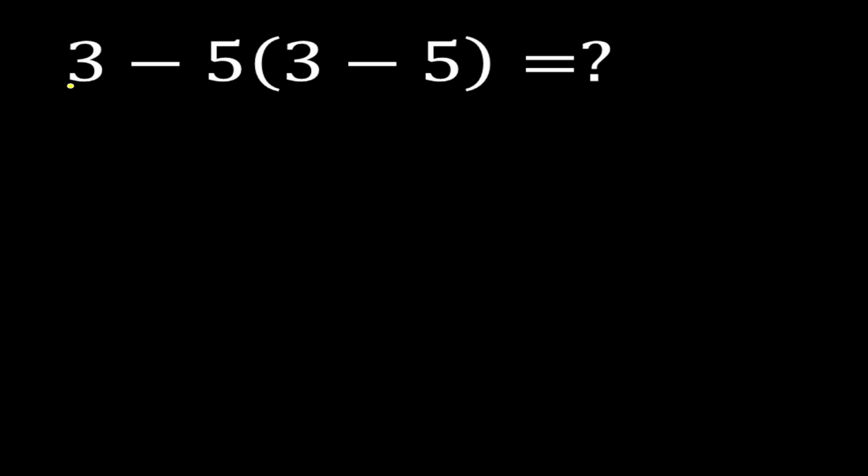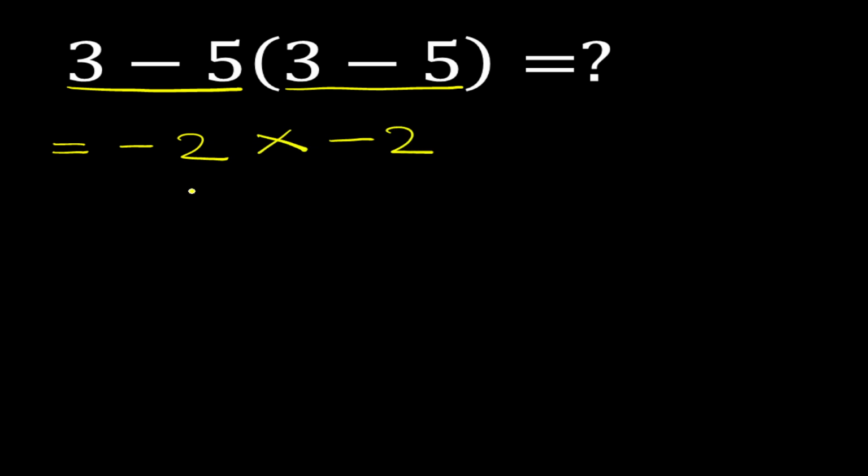So 3 minus 5 is equal to minus 2. Again, 3 minus 5 is equal to minus 2. Now minus 2 multiplied by minus 2 is equal to 4. But this answer is not correct. This answer is completely wrong.